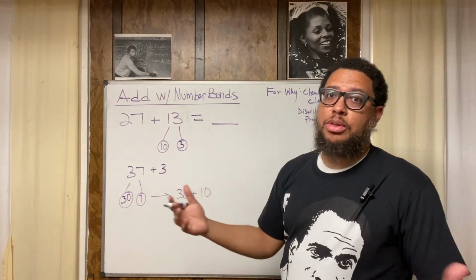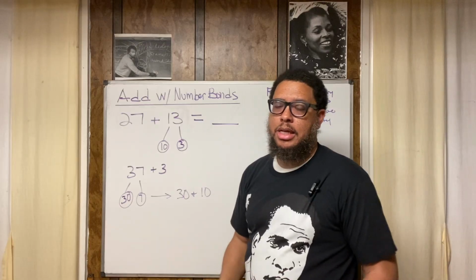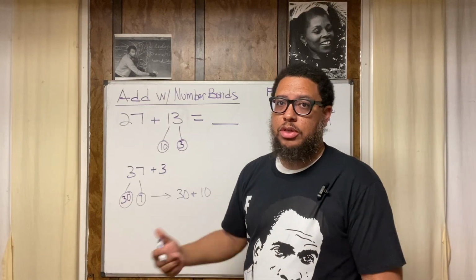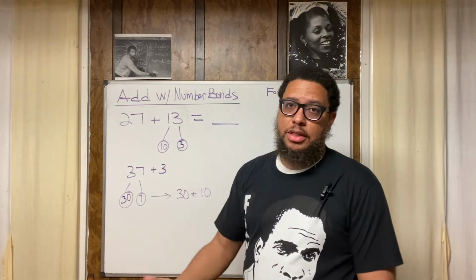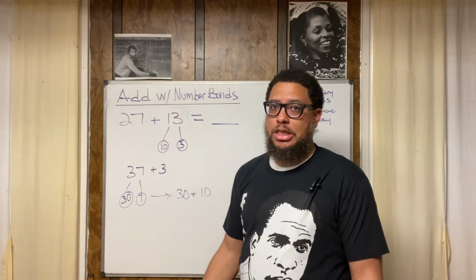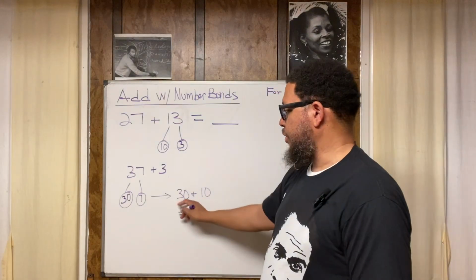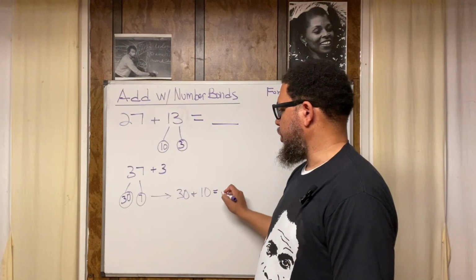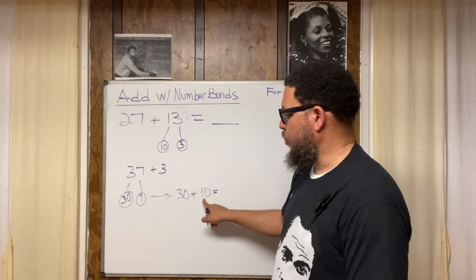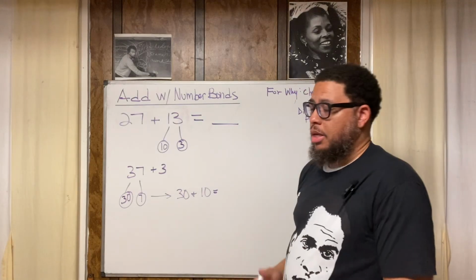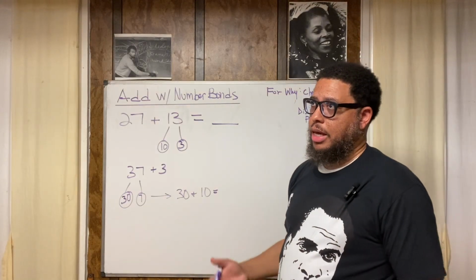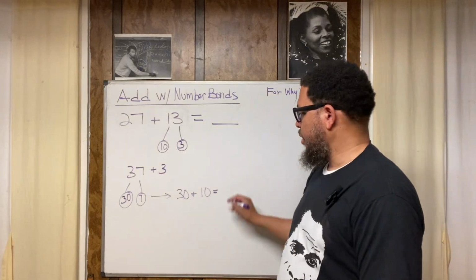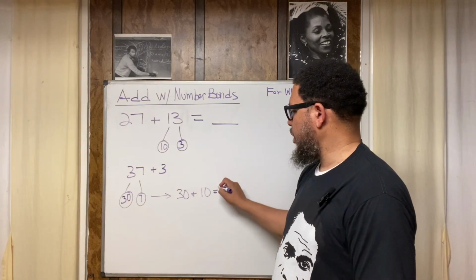Or think about the commutative property. The commutative property says that the order of the numbers won't affect the result. 3 plus 7 is equivalent to 7 plus 3 because their sum is still 10, regardless. So then we got 30 plus 10. We have 3 groups of 10 and 1 group of 10. Altogether, that's 4 groups of 10, which is equal to 40.